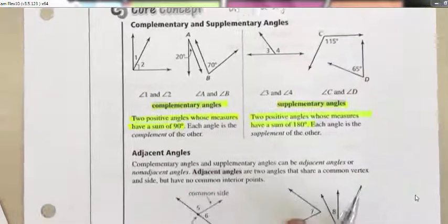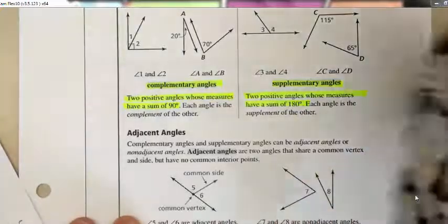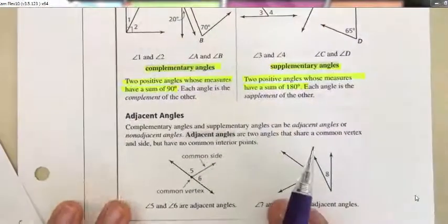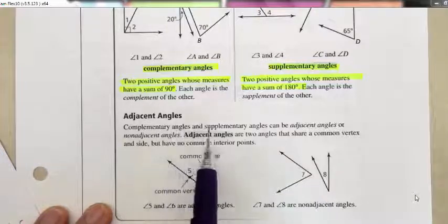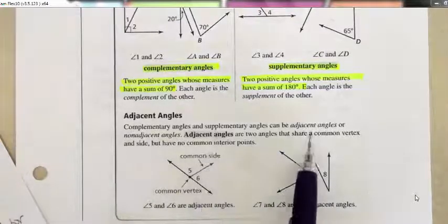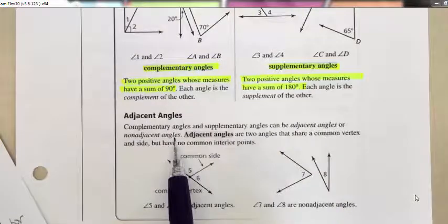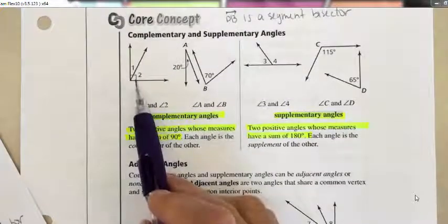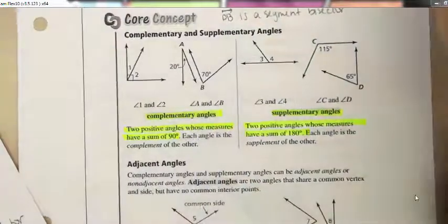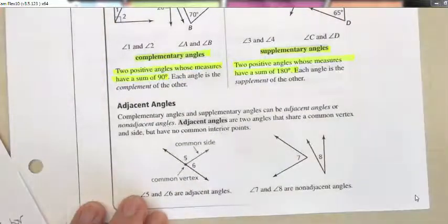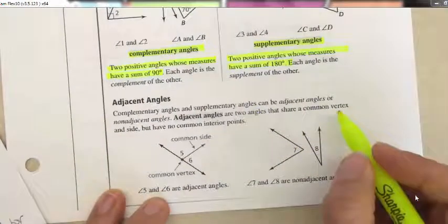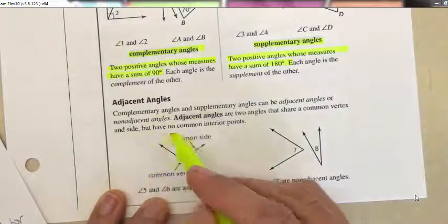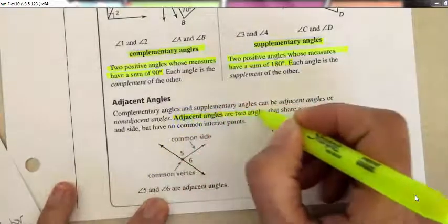All right, next let's talk about adjacent angles. I think I've already introduced you to this concept because I was just using it. But complementary angles and supplementary angles can be adjacent or non-adjacent. Just like we saw up here, adjacent angles, non-adjacent angles. Now here's the definition of adjacent angles. Adjacent angles are two angles that share a common vertex and side but have no common interior points.